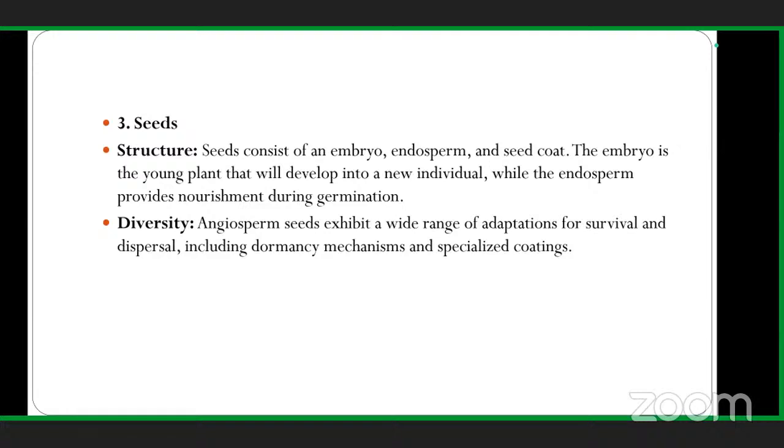So a seed consists of an embryo, endosperm, and seed coat. The embryo is the young plant that will develop into a new individual, while the endosperm provides nourishment during germination. Okay. Next is diversity.